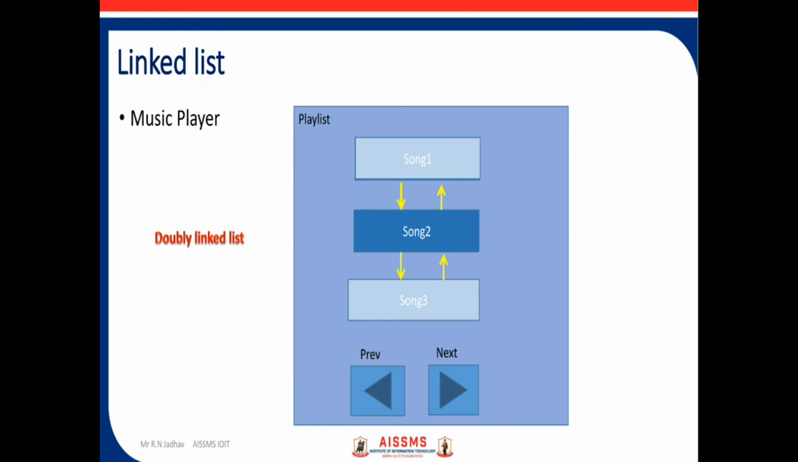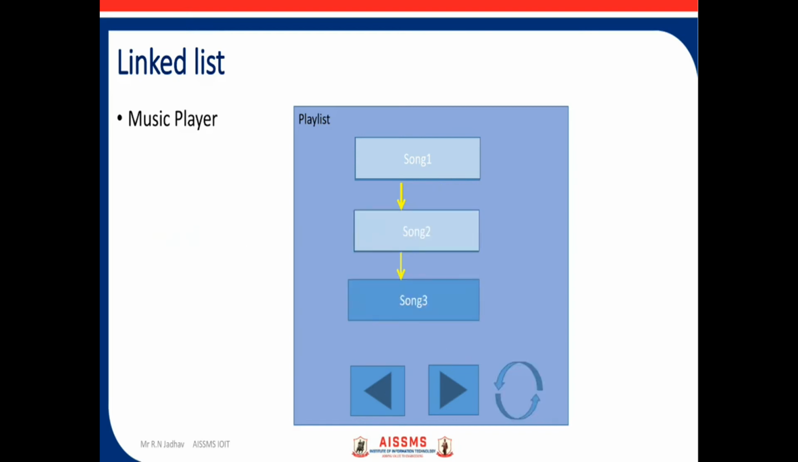Another feature that we have in the music player is loop. That means if it is enabled, I can repeat the list. That means whenever I reach to the end of my playlist, it will again repeat the list and play the song number 1. So this is similar to a concept of circular linked list.